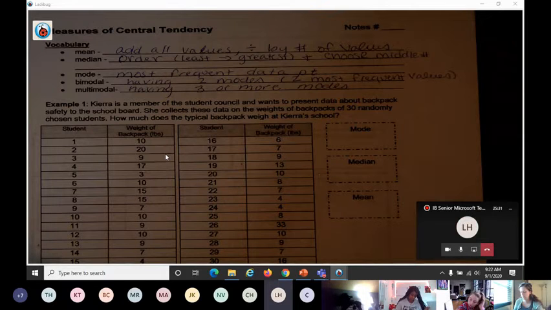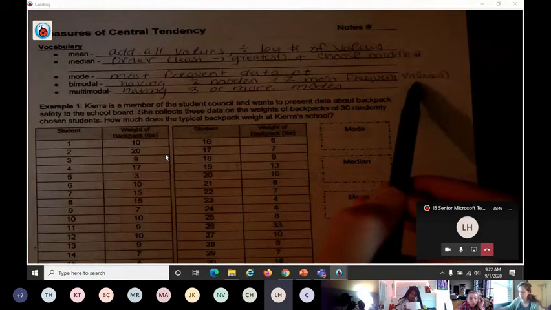Miss Roberts, what does it say in the definition of the bimodals? What does it say after the modes? It says 2 most frequent values. Okay, thank you.